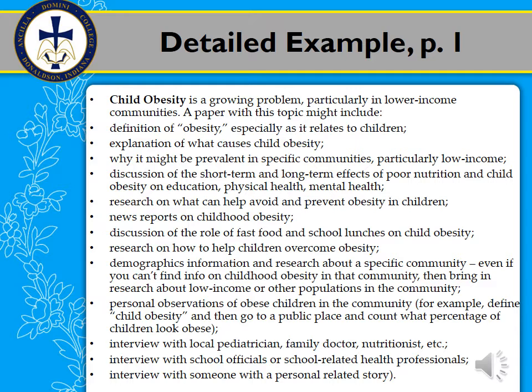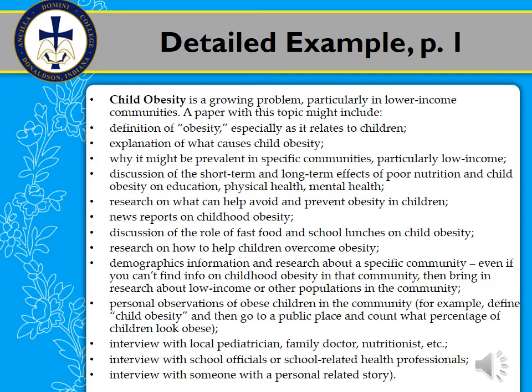You could also discuss some short-term and long-term effects of poor nutrition and child obesity on education, physical health, mental health, research on what could help avoid and prevent obesity in children, news reports on childhood obesity, discussion of the role of fast food and school lunches on child obesity, research on how to help children overcome obesity. Again, you may not need all of those things in one paper, but those are a few ideas. And a lot of that will be more general information that, as you move along in your paper, you can start applying to your specific community.